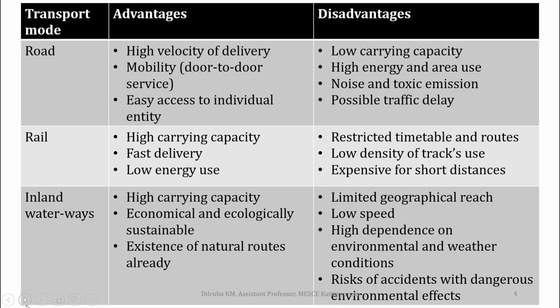First, we will see the road transport mode. In road, this transportation mode has high velocity of delivery. When we consider the movement of goods or delivering the essential needs, this particular mode gives us the maximum or highest mobility, or we can say it gives a door-to-door service, and it is very easy to access for individual entities. But there are a few disadvantages like low carrying capacity compared to other modes, and it requires high energy and a lot of area.